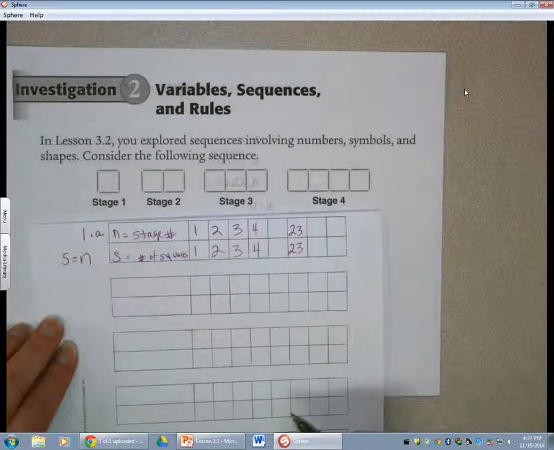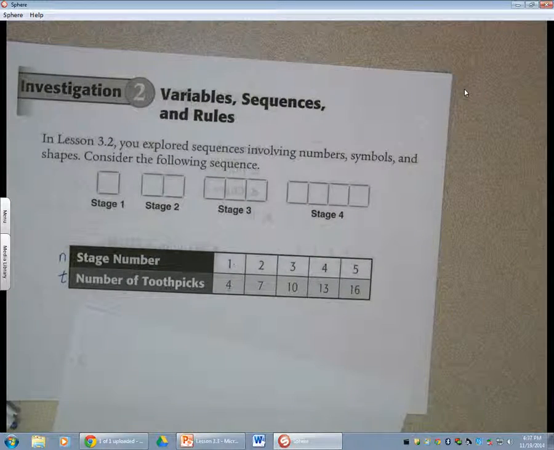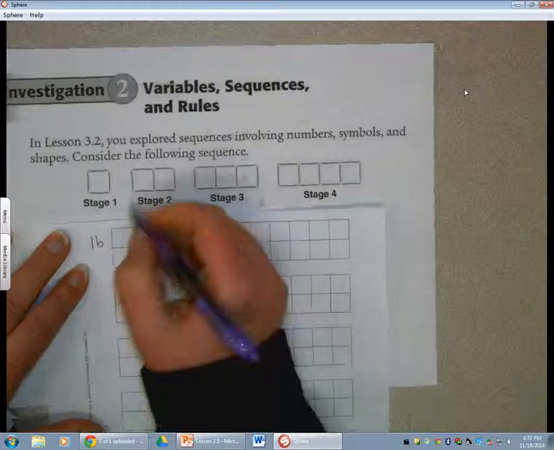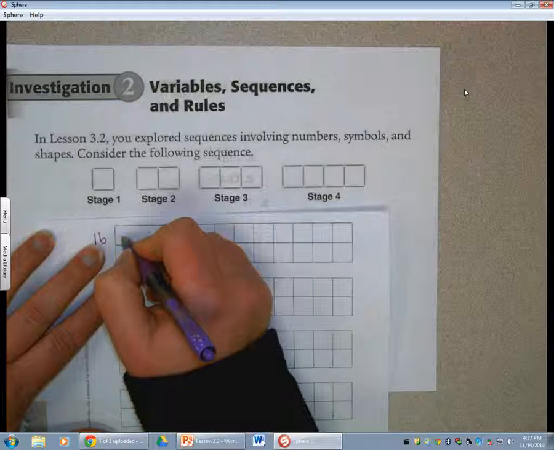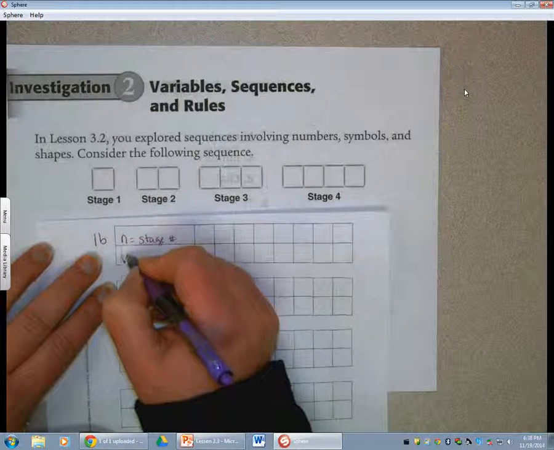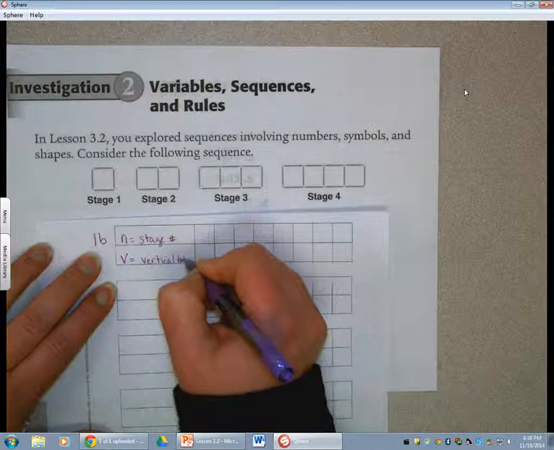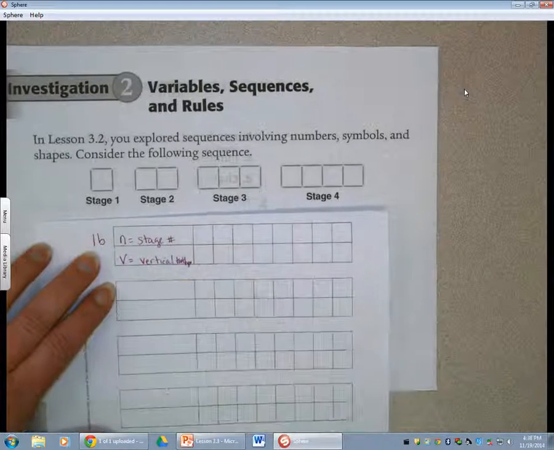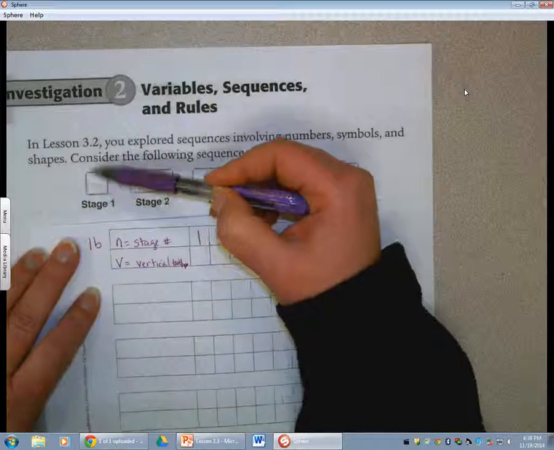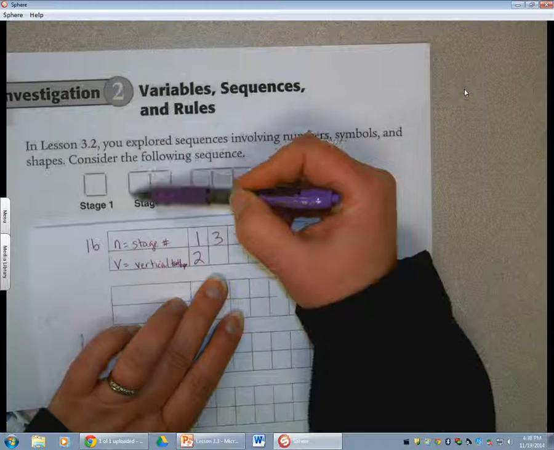Now 1B wanted you to have looked at the vertical toothpicks. So I'm going to get this other one out of my way so that we can come back and look at it separately. So now again, we're going to have our stage number, but now we're going to have V for the vertical toothpicks. I'm running out of room, so I'm just going to abbreviate here. Now, just to make sure you remember, vertical means going up and down. So in stage 1, there's 2 vertical toothpicks. And in stage 3, now be careful, there's only 3.